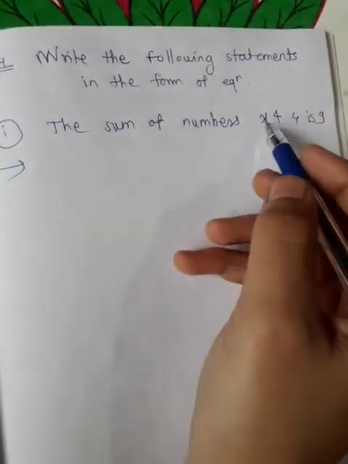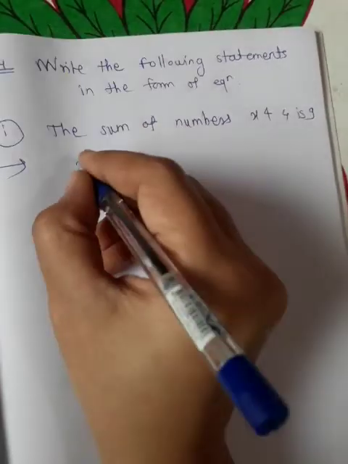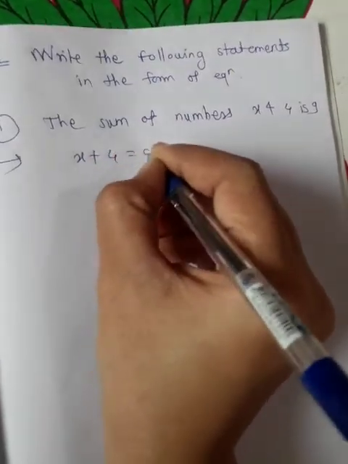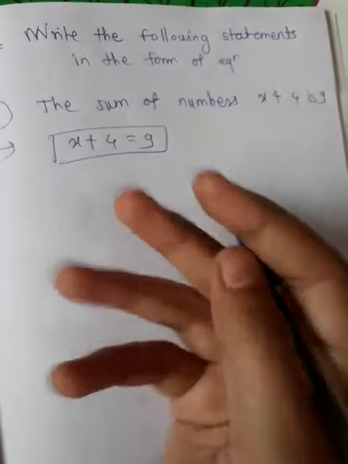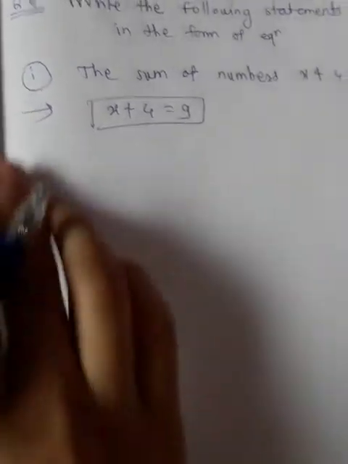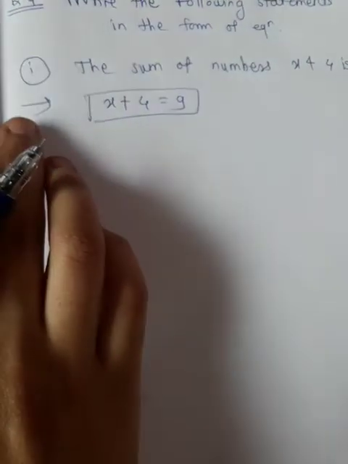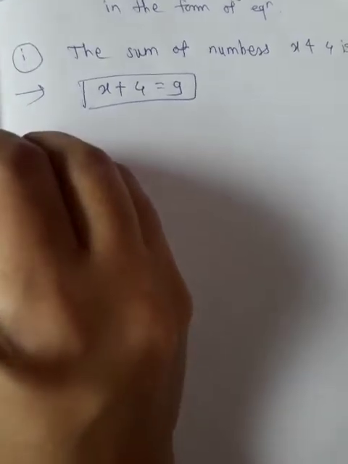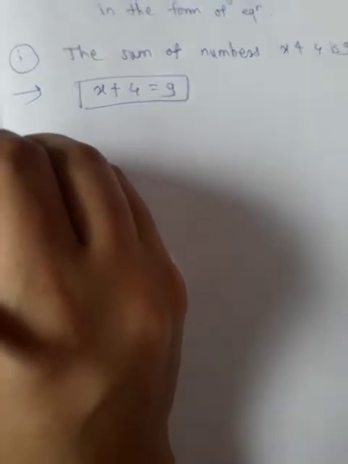The sum of numbers x and 4 is 9 means x plus 4 is equal to 9. So this is the required equation. You have to write only one statement. I think you can solve question number 4. And there is question number 5: write the following equation in statement form.